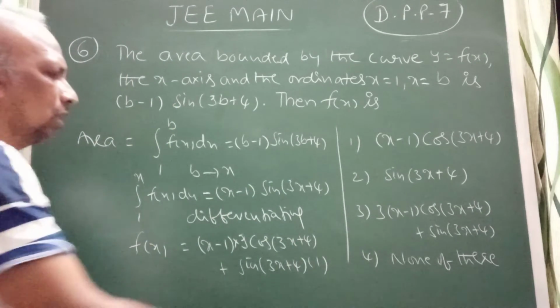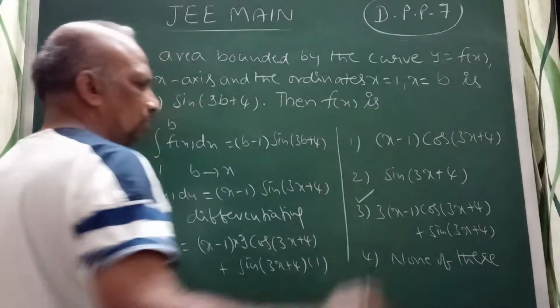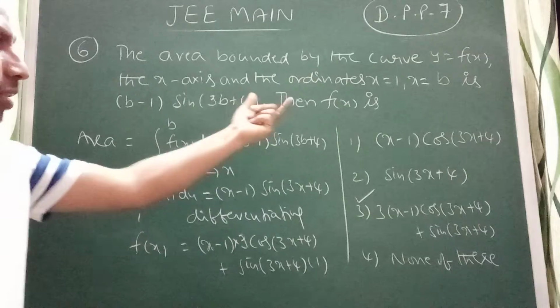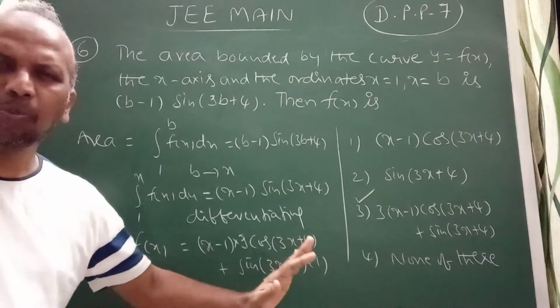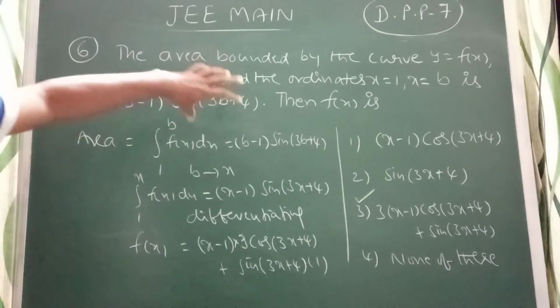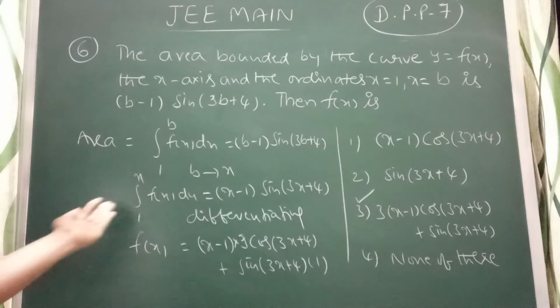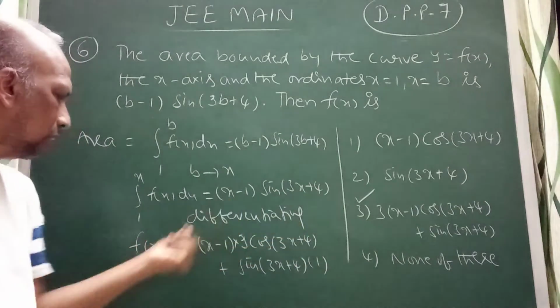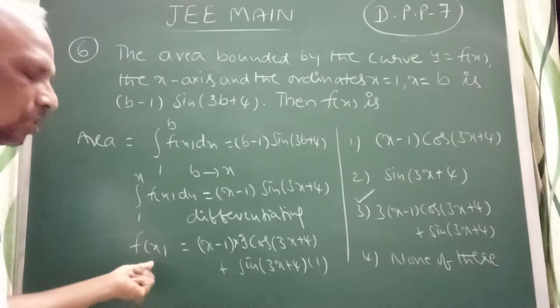Your answer is the third option. That will be your answer, right? That is the required function they are asking. Simple problem. Just take the given one, replace b with x, differentiate, and we get the product rule here. Here the Leibniz rule gives f of x.